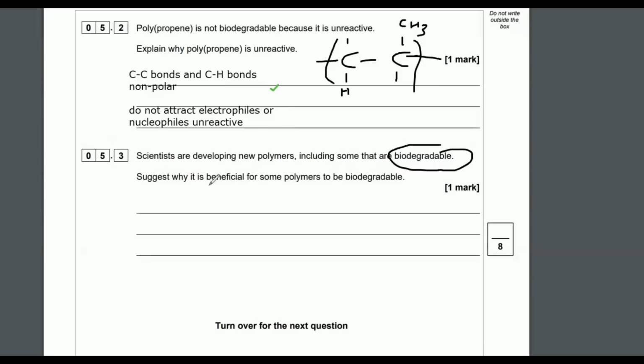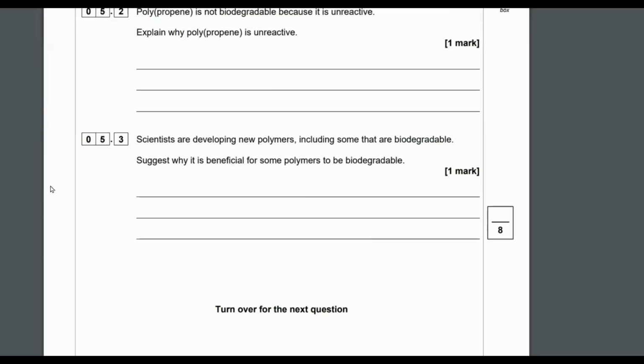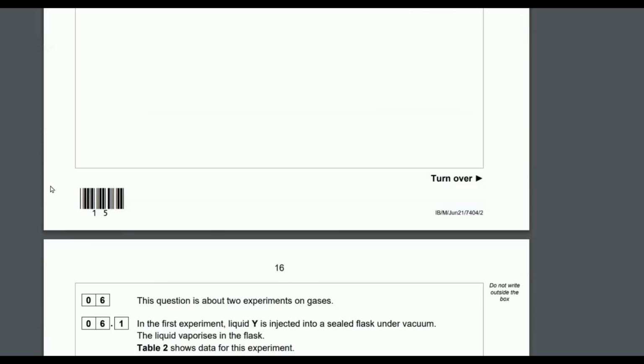This next question is basically saying, why is it beneficial to have biodegradable plastic, biodegradable polymers? Obviously, if we have biodegradable plastics, less of our rubbish goes to landfill sites because it will break down naturally in the environment.